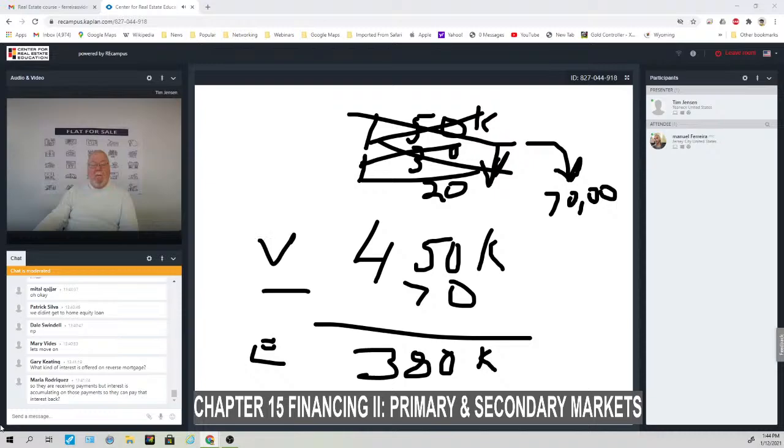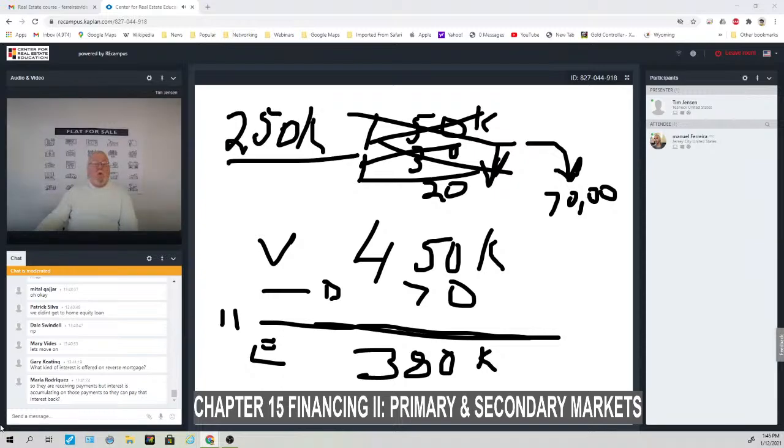Remember, value minus debt equals equity. So the value of the house is $450,000. I owe $70,000. I have $380,000 in equity. A bank may say, based on that sort of equity, we'll advance you up to $250,000 of equity. Now I've got $250,000 of cash I can use to do whatever I want.